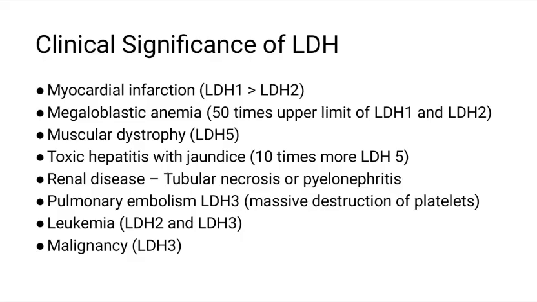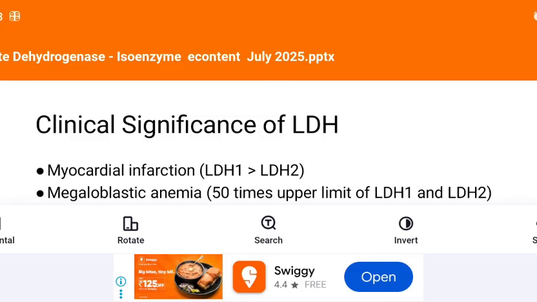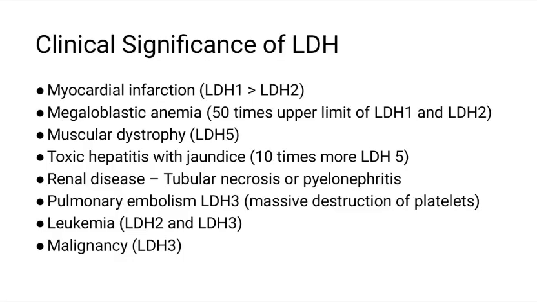Coming to the clinical significance of LDH, in case of myocardial infarction, LDH1 levels are very high in comparison with LDH2 levels. In case of megaloblastic anemia, LDH1 is 50 times higher than LDH2. In case of muscular dystrophy, LDH5 peaks among all other variants. In case of toxic hepatitis with jaundice, LDH5 is 5 times higher.